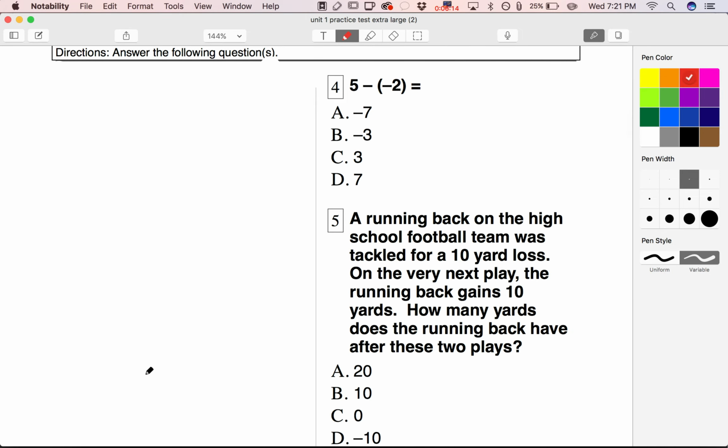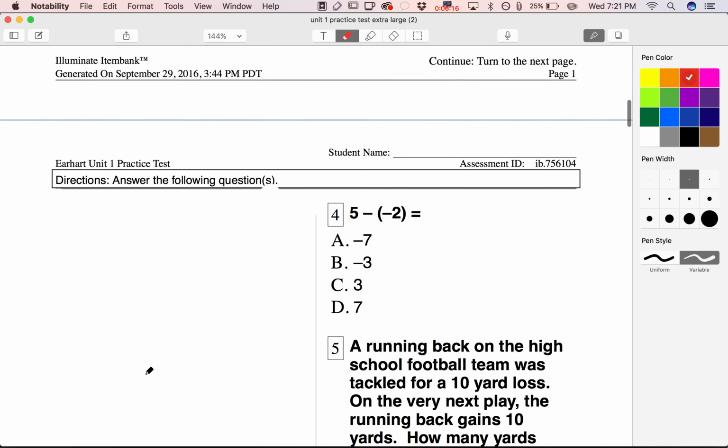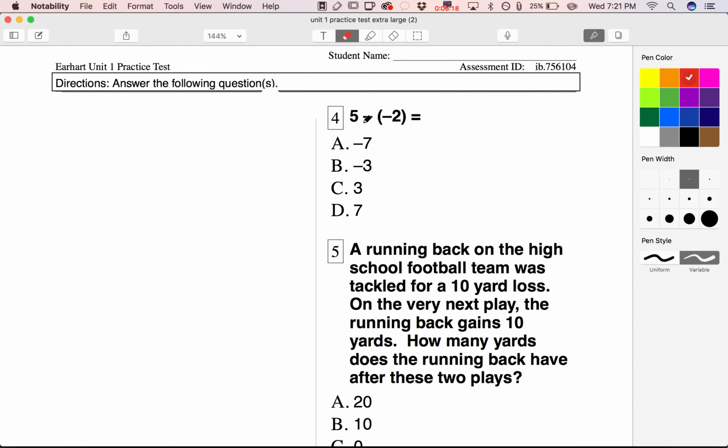Okay, let's go to number 4. We have 5 minus negative 2. So this is another keep, change problem. So we're going to keep the 5 the same. Actually, let me just rewrite it so it looks better here, more organized. So we're going to keep this, change. Keep 5 the same. Change this to addition. 5 plus 2 is 7.